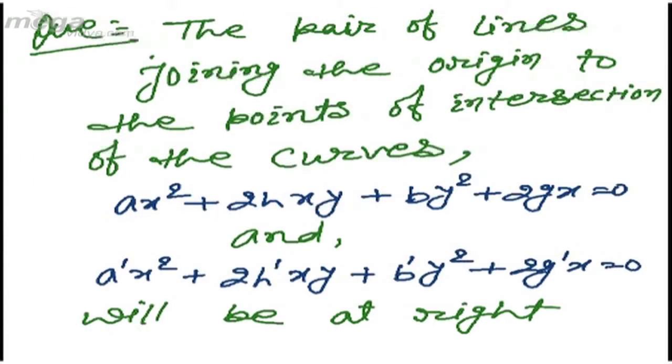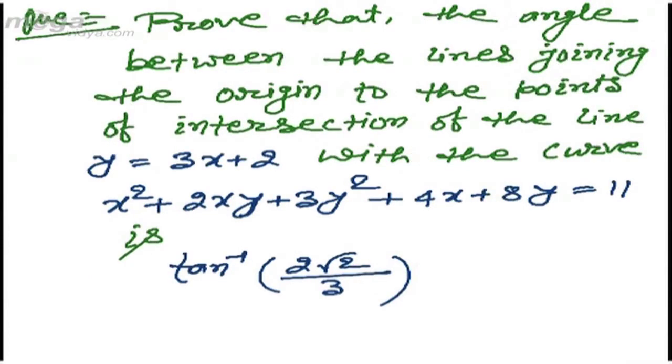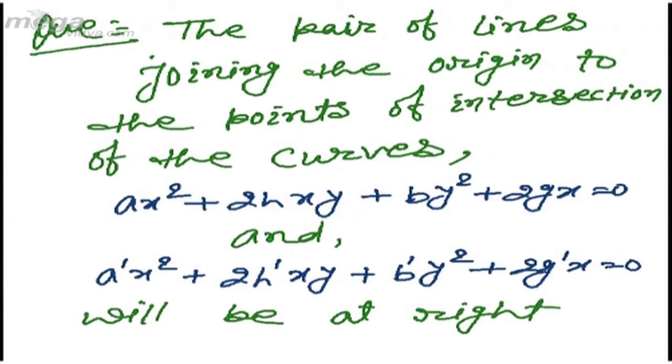Student, in the previous question, when we did y equal to 3x plus 2 and x square plus 2xy plus 3y square plus 4x plus 8y equal to 11, to get the pair of straight lines joining the origin and the point of intersection of these two, we made it homogeneous. Same here in this question. To get the equation of pair of lines joining the origin and the point of intersection of these two, here also we will make it homogeneous.